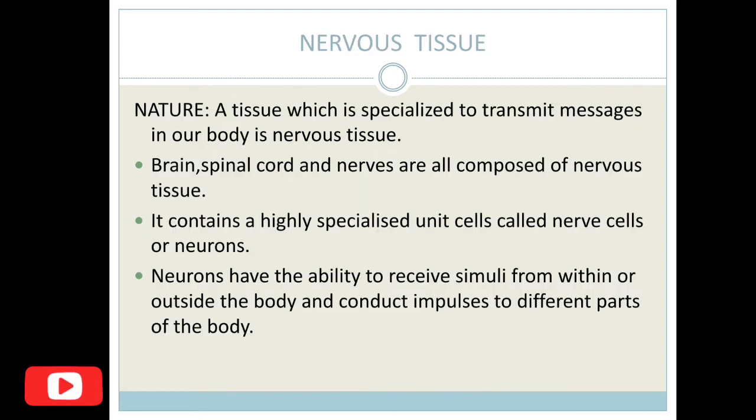And the last type of tissue is the nervous tissue. This type of tissue helps in transmitting messages in our body. This nervous tissue is formed by the brain, spinal cord and the nerves, and it contains highly specialized unit cells known as the nerve cells, also known as neurons. And this neuron has the ability to receive stimuli from within or outside the body, and also to conduct impulses to different parts of the body.